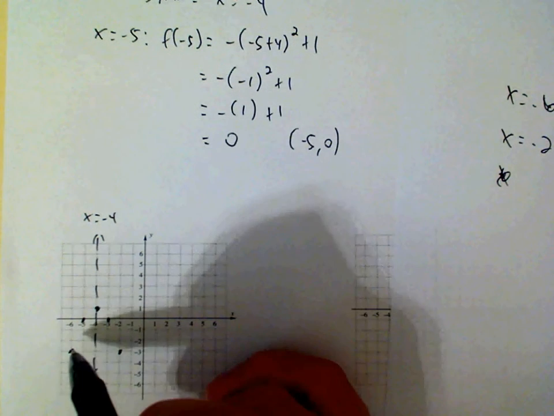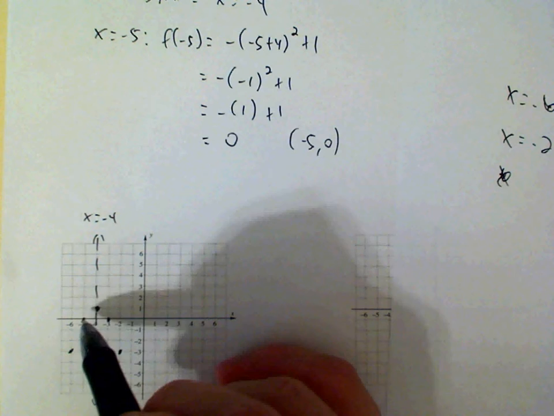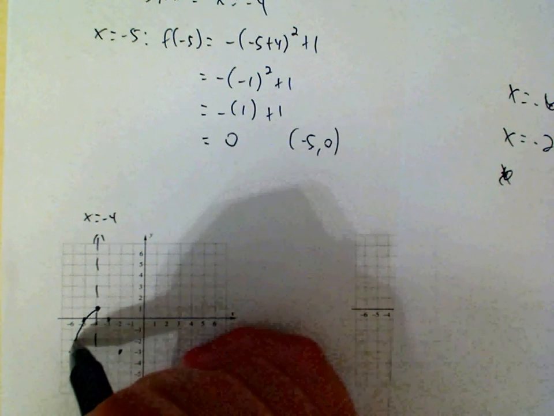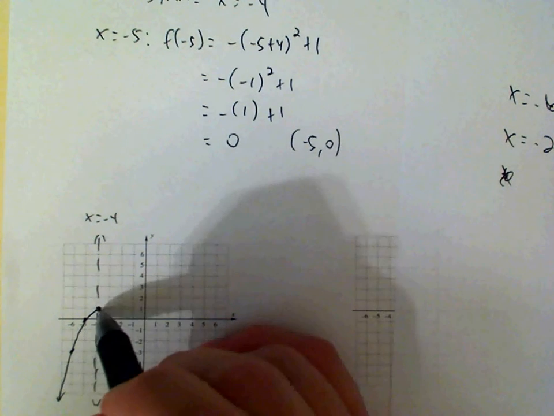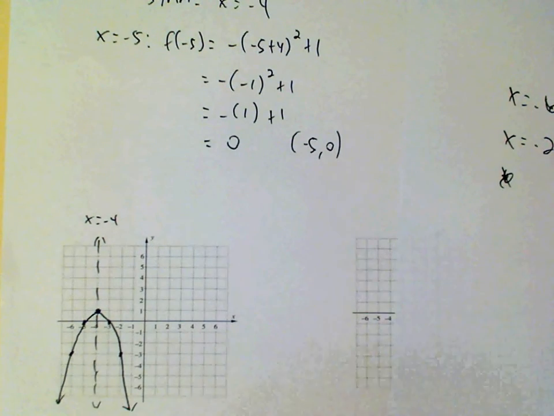So that point flips over to that point. That point flips over x equals negative 4 to that point. And I connect the dots. Upside down U, which is what I expected to have.